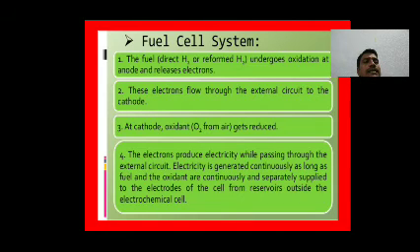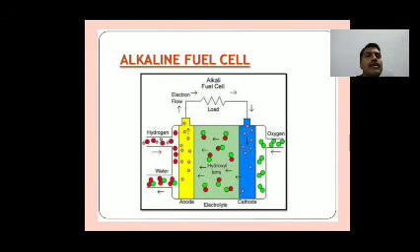Electricity is generated continuously as long as the fuel and the oxidant are continuously and separately supplied to the electrodes of the cell from reservoirs outside the electrochemical cell.